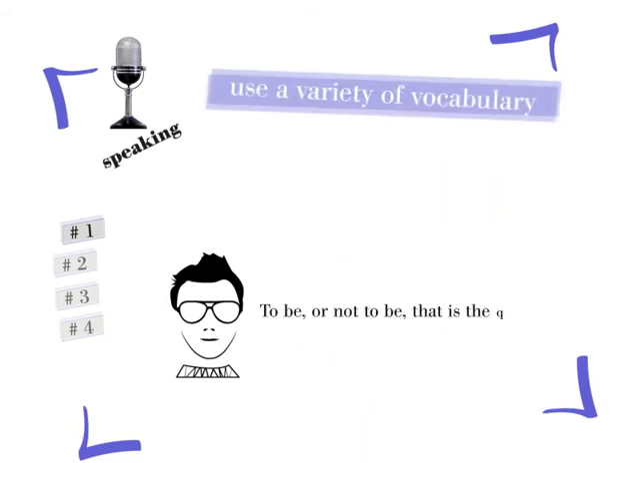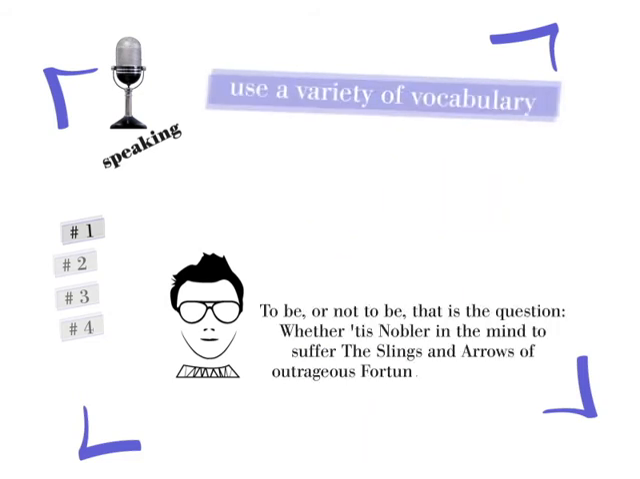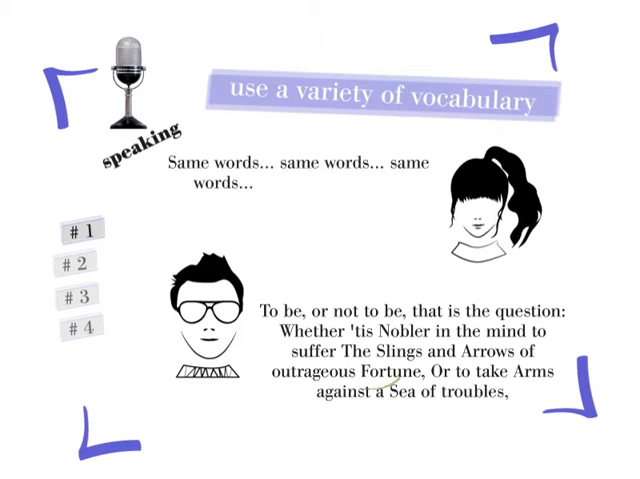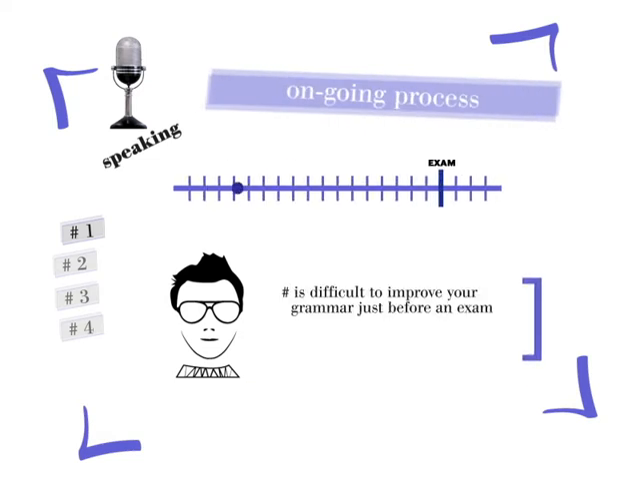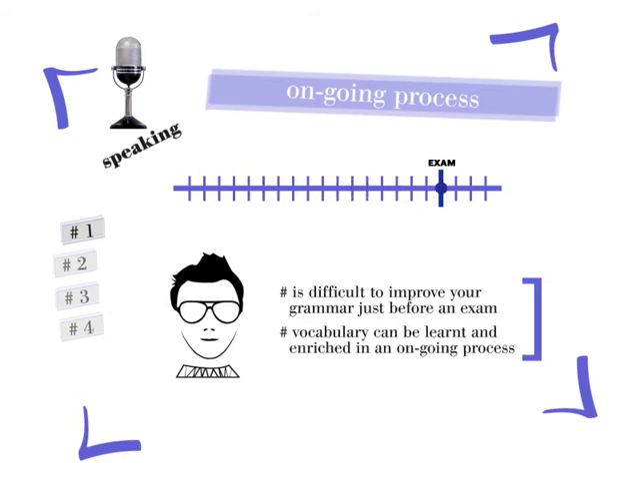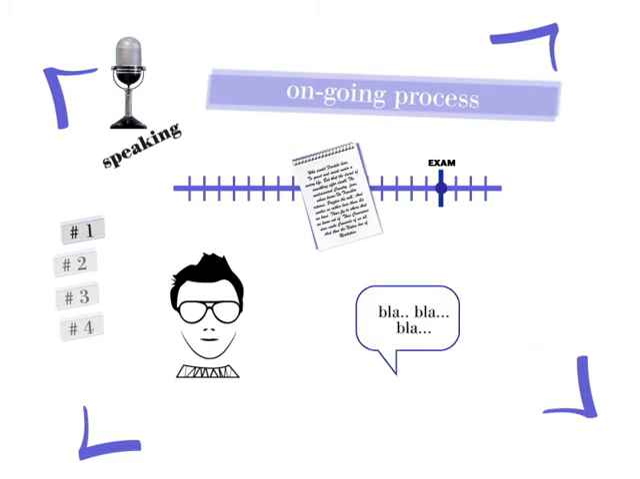Vocabulary is an area that distinguishes a good student from an adequate one, because a good student will try to use a variety of vocabulary and not repeat the same words too often. It is difficult to improve your grammar just before an exam, but vocabulary can be learnt and enriched in an ongoing process. Keep notes of new words and practice using them in class discussion and in pair work.